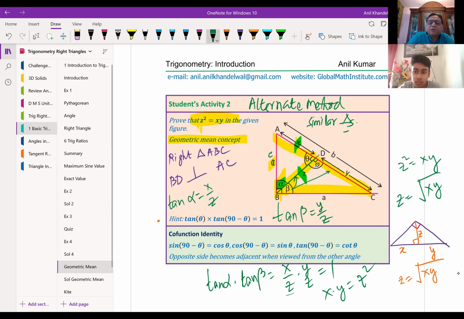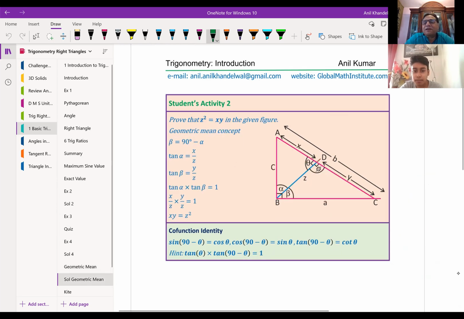But here, simple: tan alpha is x over z, tan beta is y over z, and their product has to be 1, right? If you multiply these, you get x over z times y over z equals 1, and therefore xy is equal to z squared. Perfect. Do you understand this proof? Yes, sir. I was able to understand more about the co-function identities and how to use it. Let's see the clear proof for this.